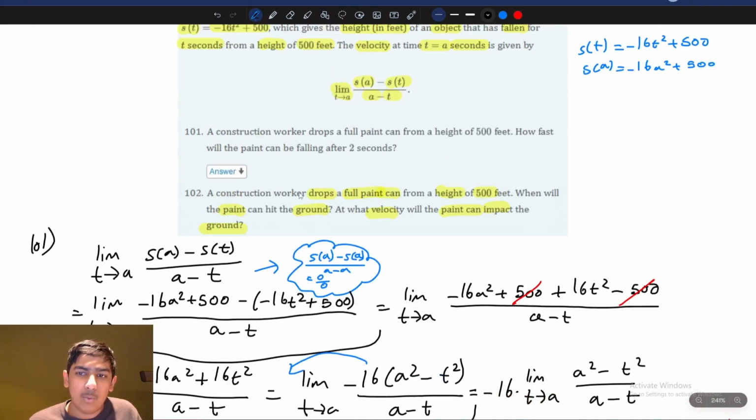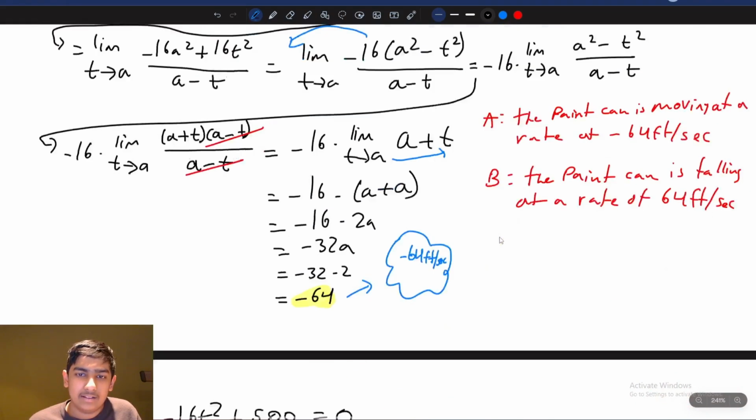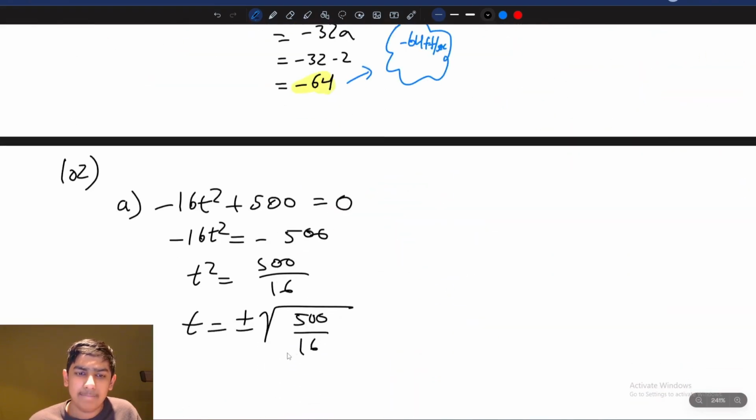Okay, so first of all, when will the paint can hit the ground? This is time. We solve for t. T is time, and time is always positive. There's no direction with time. Time is always positive, so the negative root would not count.